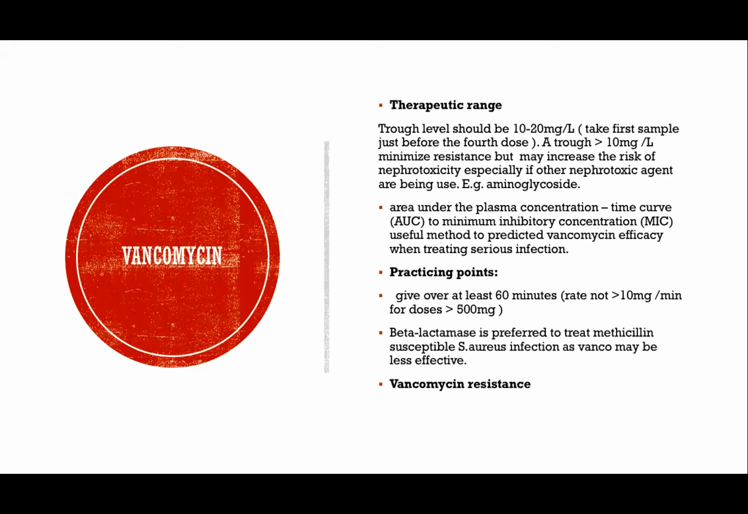For the therapeutic range of vancomycin, the trough level should be from 10 to 20 mg per liter, taking the first sample just before the fourth dose.